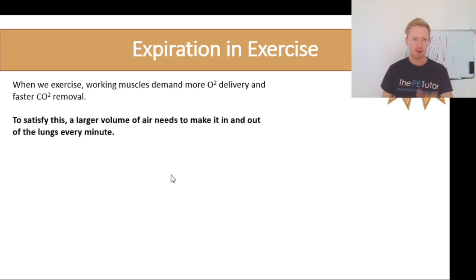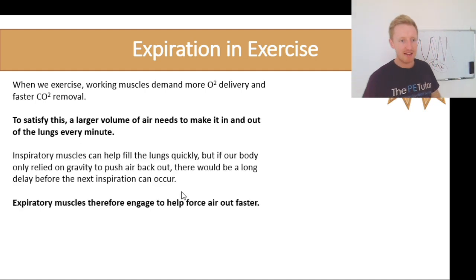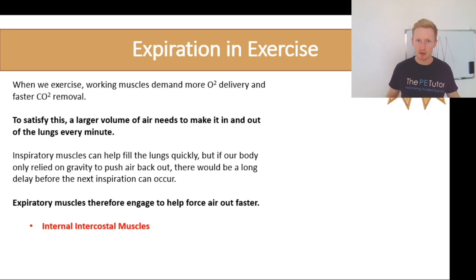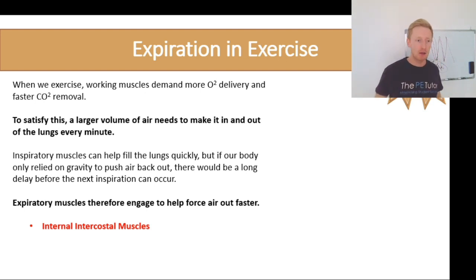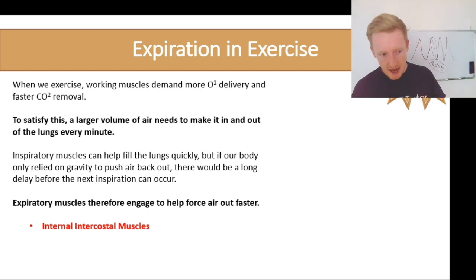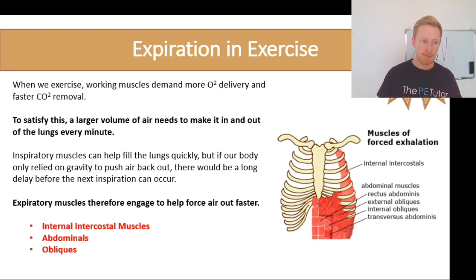So when we exercise, working muscles are demanding more O2 and faster CO2 removal. To satisfy this, we need to get more air in and out. We've already spoken about how we can get it in. Now we need to get it out again. Otherwise, there's no space for the fresh air to come back in. So we use expiratory muscles, and we have our internal intercostal muscles, our abdominals, and our obliques.